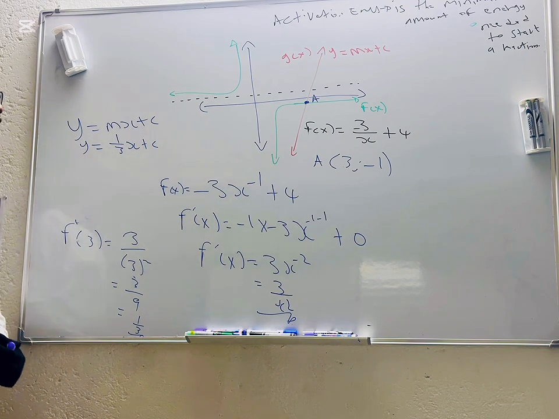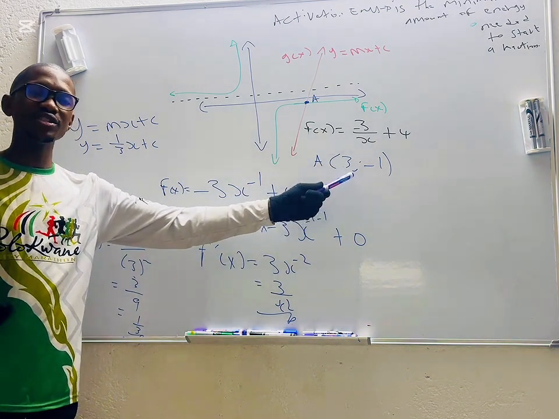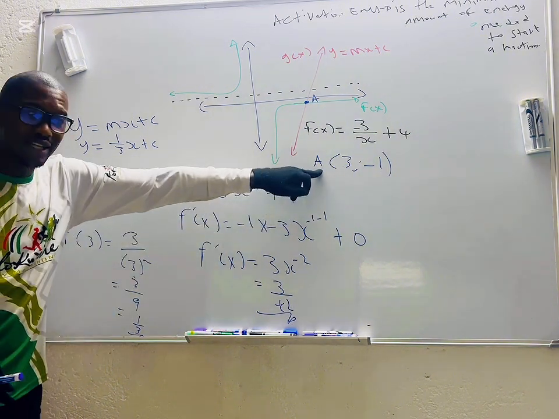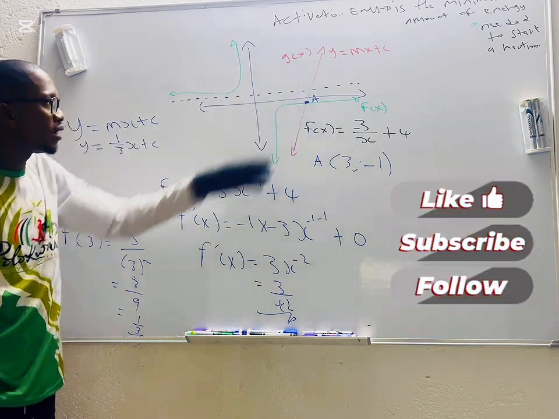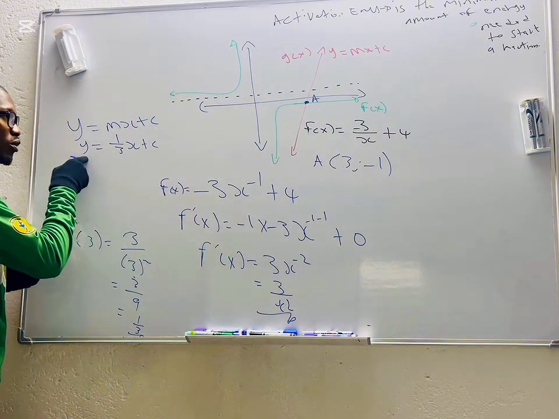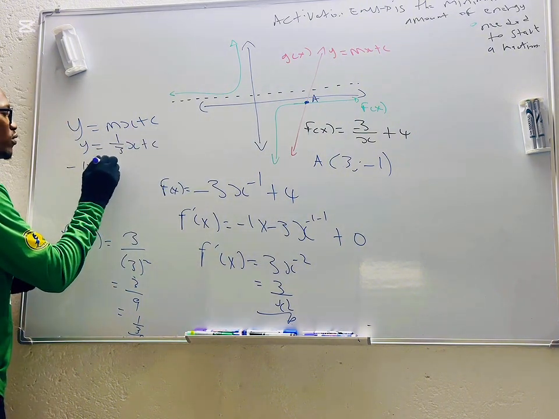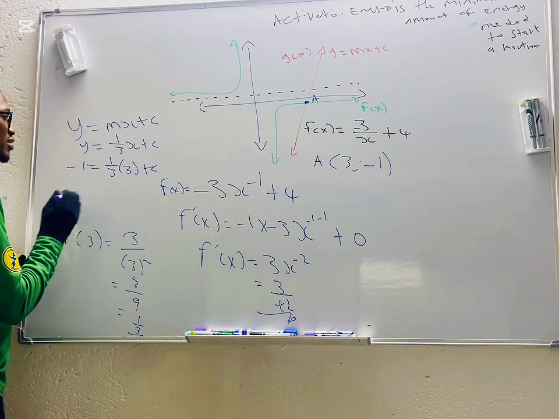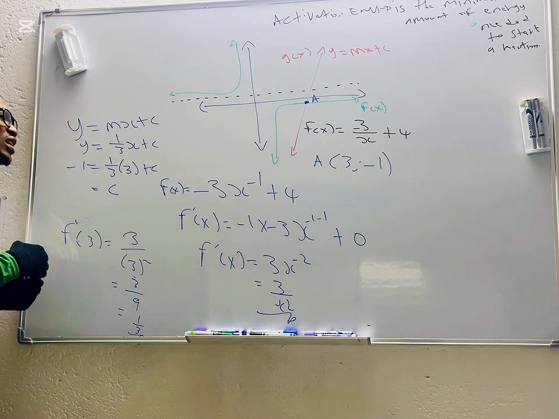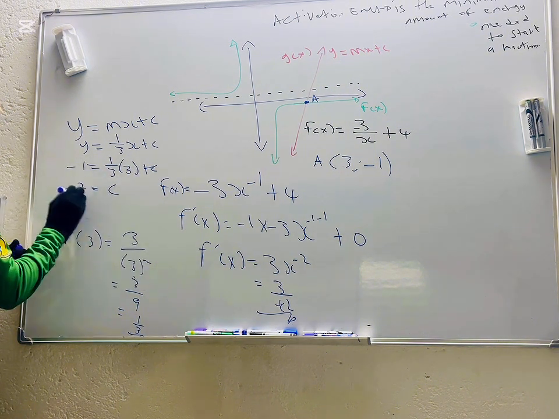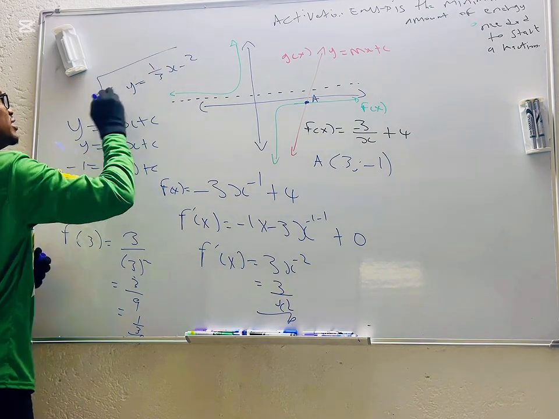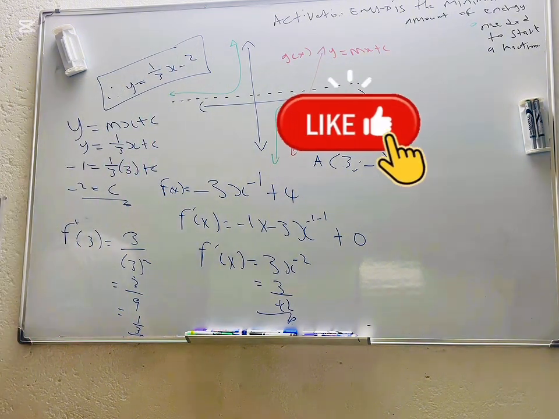For me to get c, my friend, I have the point A, which is the point at which the tangent touches the function. Okay? So it means that this point is on the same straight line as your tangent. So I can use it because it is part of the line. So y is minus 1 over 3 into 3 plus c. From there, c I will get 1 over 3 times 3 to equal 1. Well, it becomes minus 2. So therefore, y equals 1 over 3x minus 2. It is the equation of a tangent. It's always straight.